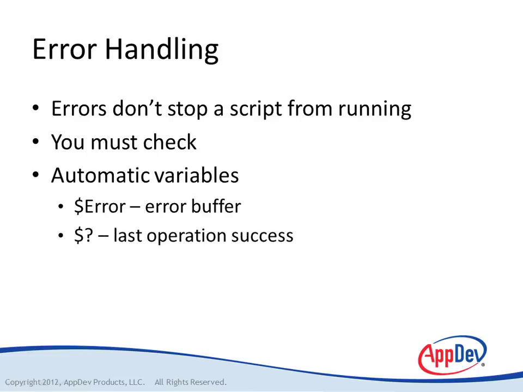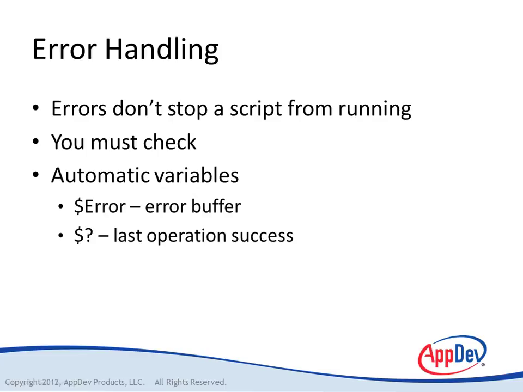And then the next one is $?, and this tells us whether or not the last operation was successful. So a good pattern for error handling would be to clear the error buffer and then go about your business, checking for the last operation's success at each step of the way and then responding appropriately. All right, so that's really, really simple. There's no try, catch, finally, or any of that stuff that you might be used to from .NET, or try, catch that you're used to from JavaScript. We just have a few automatic variables and the rest is up to us.